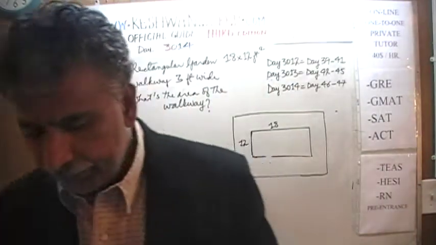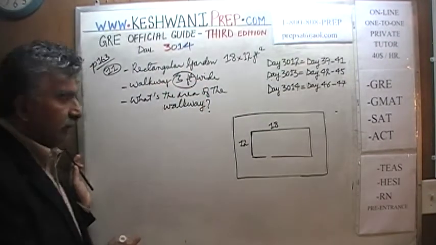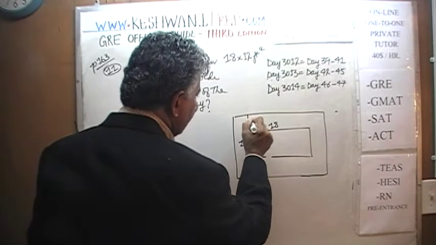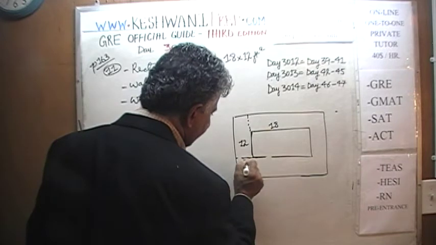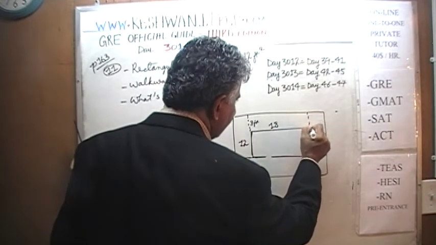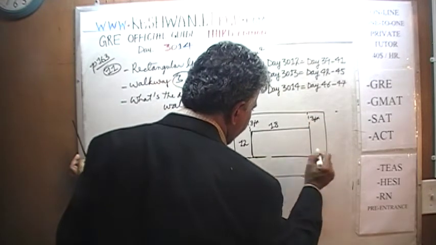What we need to understand here is that if we are told that the walkway is 3 feet wide, then this distance from here to here is 3 feet. This distance from here to here is 3. This is 3 feet. This is 3 feet. This is 3 feet. And this is 3 feet, and so forth.